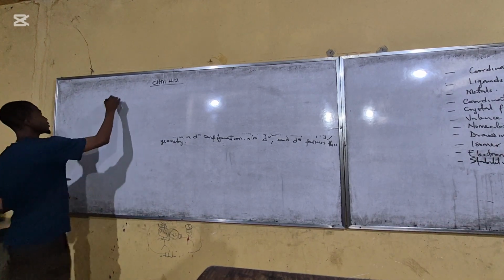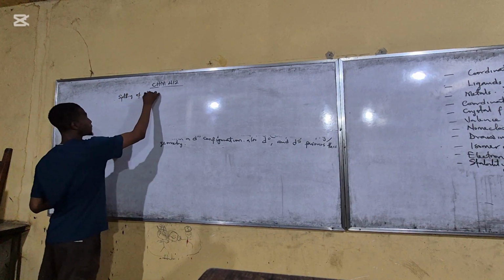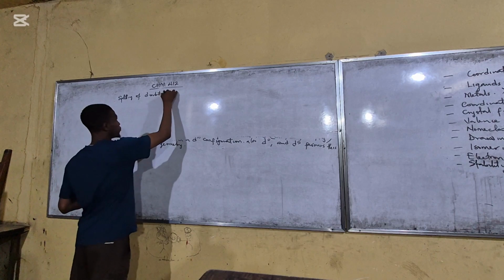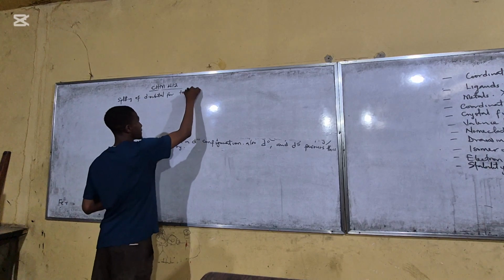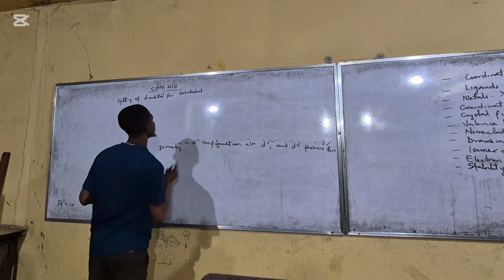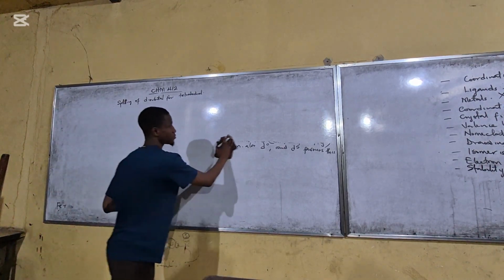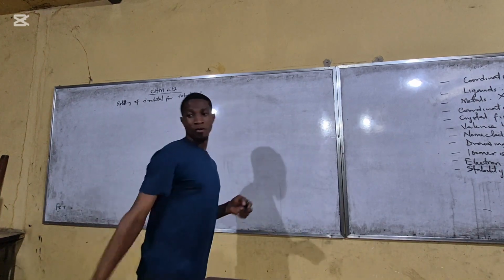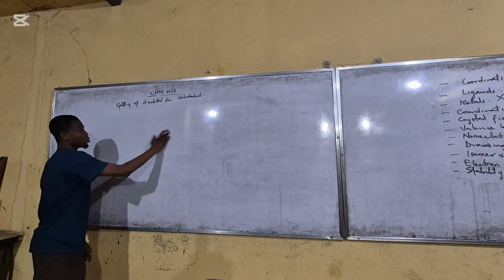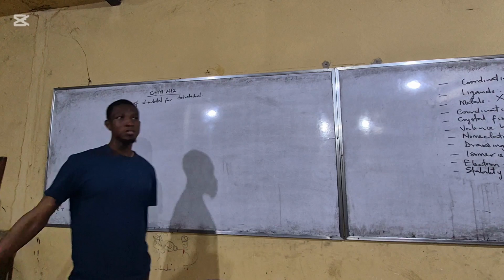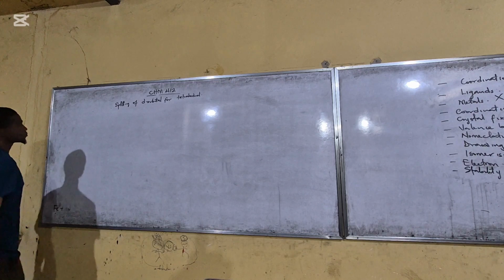So let's look at it. The splitting of d orbital, let's start with tetrahedral first. Splitting of d orbital for tetrahedral. That way we can understand what they mean by what it favors. Say it favors d0 and d10 and whatever favors tetrahedral.